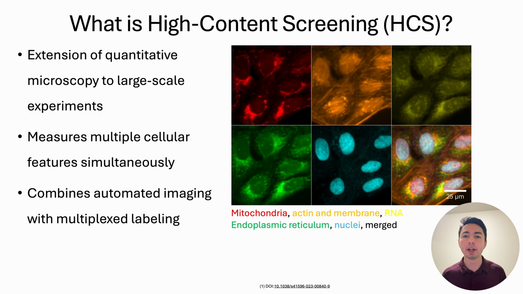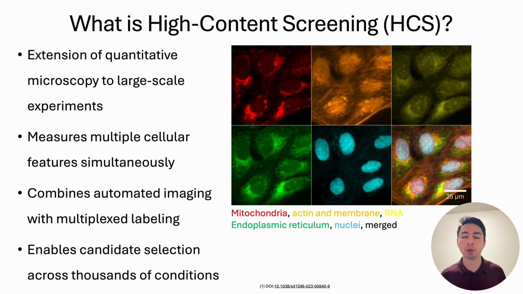At a high level, high-content automated imaging captures a high-dimensional snapshot of cellular behavior for thousands of cells, which are then used with screening libraries to enable large-scale candidate selection.